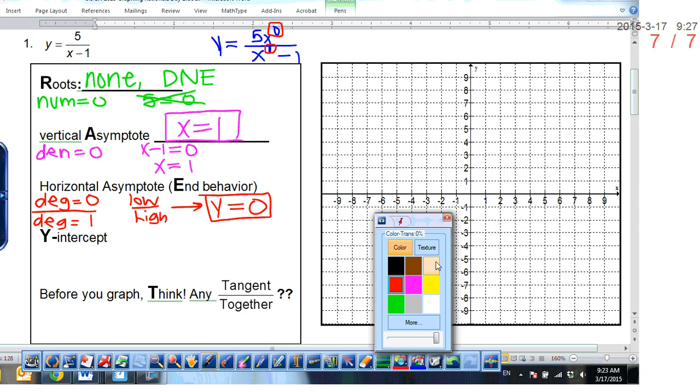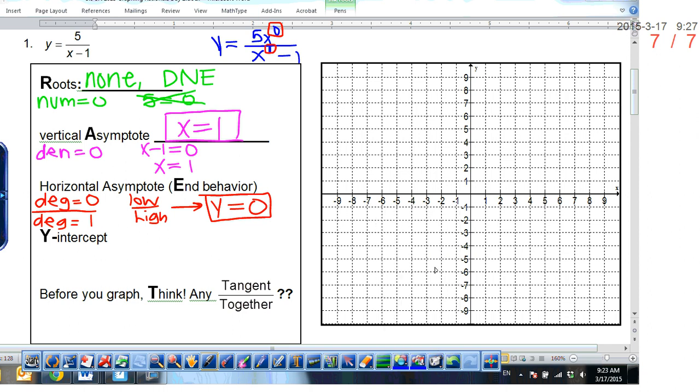All right, how do we find the y-intercept? Good, plug in 0 for x. All right, so that would give us y is equal to 5 over 0 minus 1. So y equals -5, right? And how do I need to write my y-intercept? As a point. Good. So it's not y equals -5.